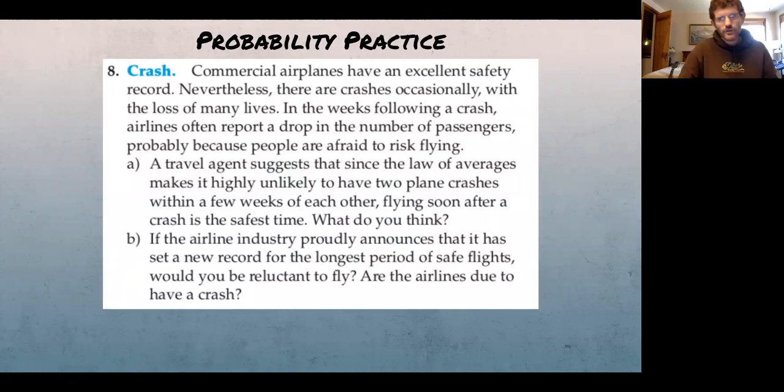In the weeks following a crash, airlines often report a drop in the number of passengers, probably because people are afraid to risk flying. So here are a couple of thoughts. A travel agent suggested that since the law of averages makes it highly unlikely to have 2 plane crashes within a few weeks of each other, flying soon after a crash is the safest time. What do you think?